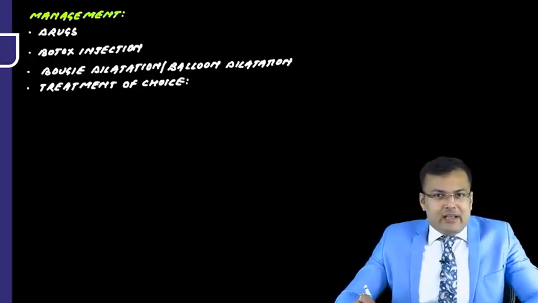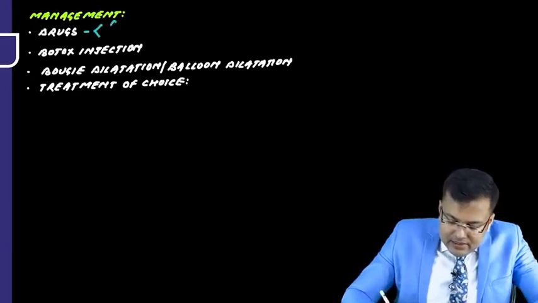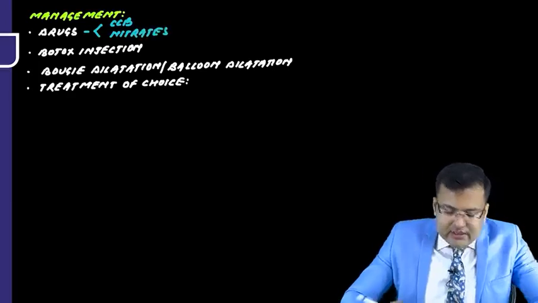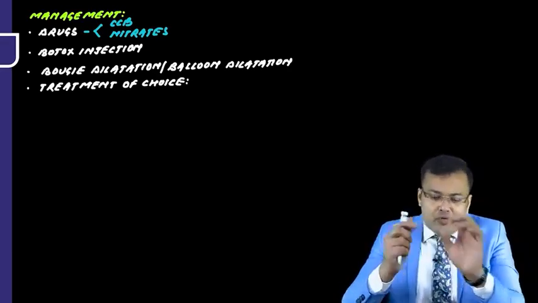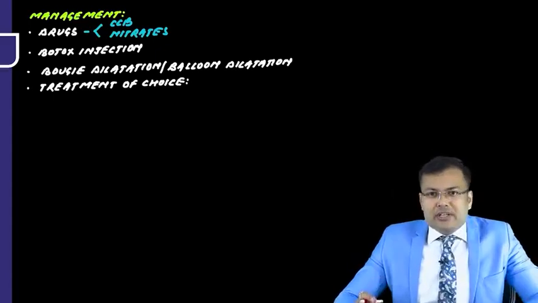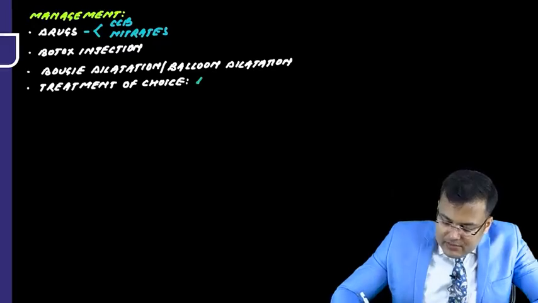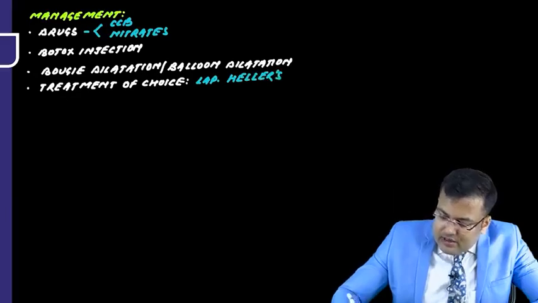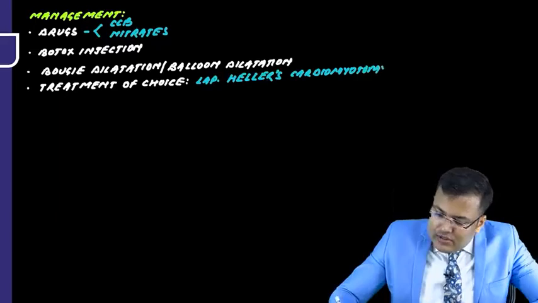In achalasia cardia, the LES is not relaxing, so we can give drugs for relaxation. Which drugs? We can give calcium channel blockers or nitrates. Second option, we can go for Botox injection, or bougie or balloon dilatation. But what is the treatment of choice? The treatment of choice is laparoscopic Heller's cardiomyotomy, which is also known as Heller's operation.